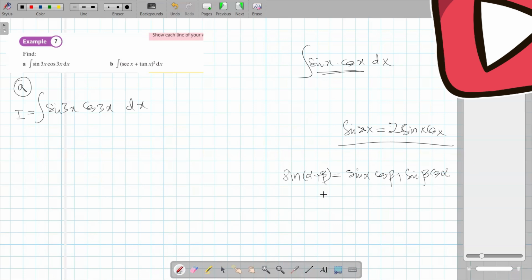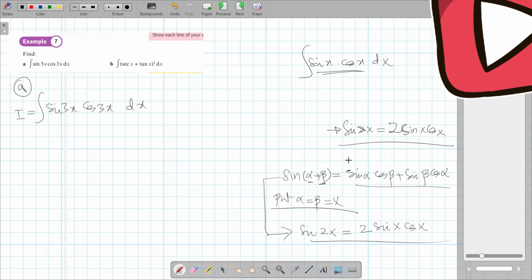If in this formula you put alpha equal to beta equal to x, what will this formula become? Sine alpha plus alpha will become x plus x, which is 2x, and alpha and beta both will be x. So this will be sine x cos x plus sine x cos x, so this will be 2 sine x cos x. This is the formula.